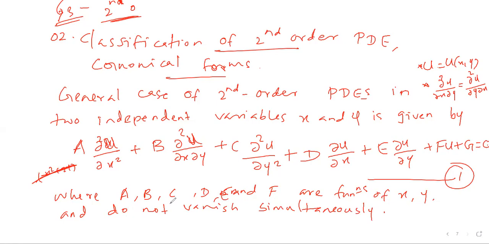What do you think about this one? A, B, C, D, E, F do not vanish means not equal to 0 at the same time. Simultaneous means same time. So what that says is, if all of A, B, C, D everything is 0, this is not a second order case. What about A and C being 0? Still okay, isn't it? But if only A, B, C are 0, I can say this is not second order but first order. So you have to make sure these are not equal to 0 at the same time.